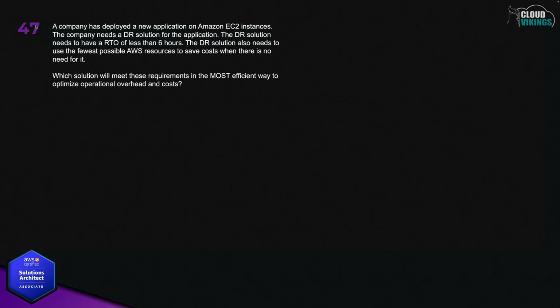47. A company has deployed a new application on Amazon EC2 instances. The company needs a DR solution for the application. The DR solution needs to have an RTO of less than 6 hours. The DR solution also needs to use the fewest possible AWS resources to save costs when there's no need for it. Which solution will meet these requirements in the most efficient way to optimize operational overhead and costs?